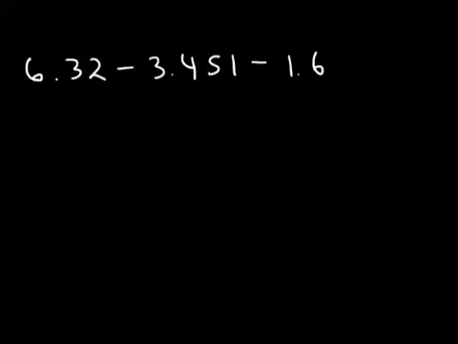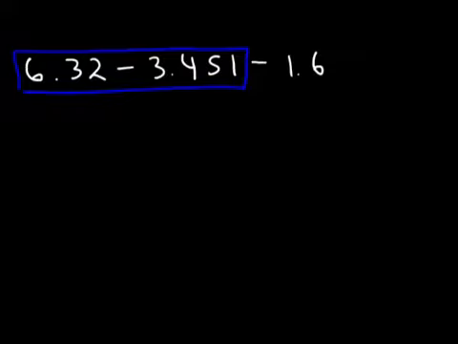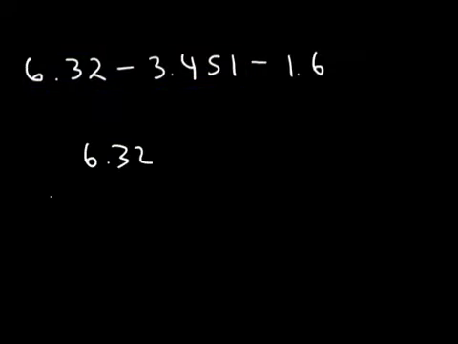Now, what if we're doing a subtraction problem with 3 numbers, like this problem? 6.32 minus 3.451 minus 1.6. In a situation like this, I recommend subtracting 2 numbers at a time. So let's start with those 2. So 6.32 minus 3.451. Let's add a 0.